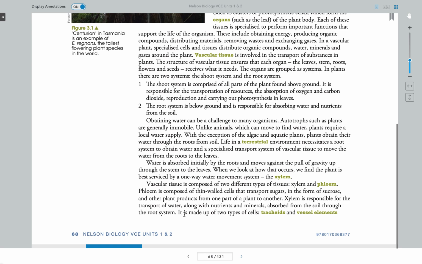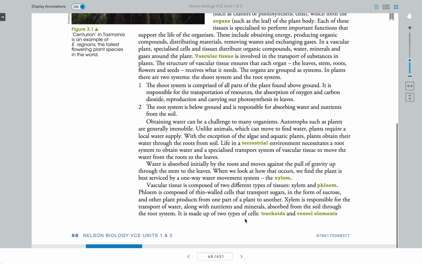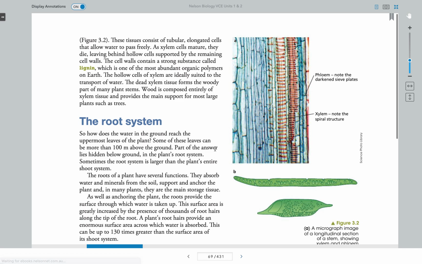Xylem is responsible for the transport of water along with nutrients and minerals absorbed from the soil through the root system. It is made up of two types of cells, tracheids and vessel elements, and they're shown in figure 3.2. These tissues consist of tubular, elongated cells that allow water to pass freely. As xylem cells mature, they die, leaving behind hollow cells supported by the remaining cell wall.